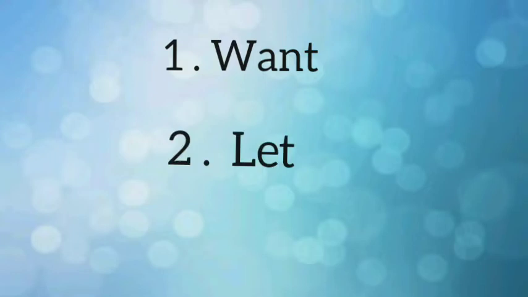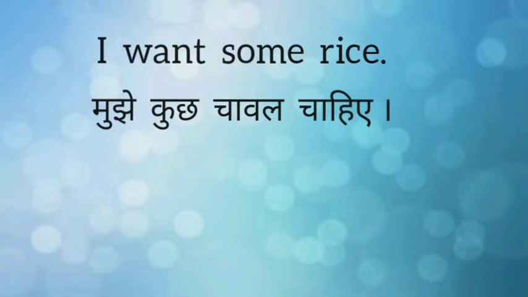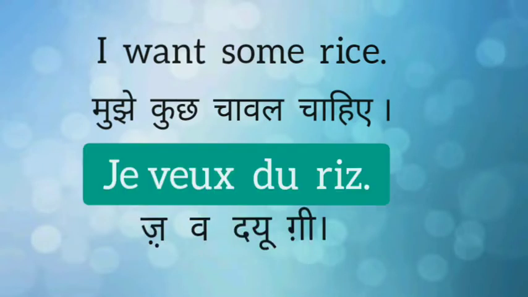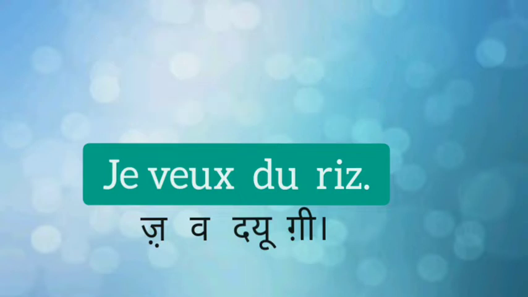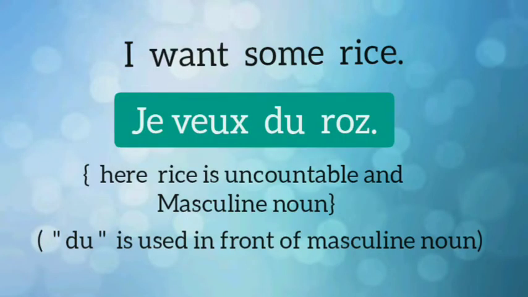And let. I want some rice. In French, je voudrais. Here rice is an uncountable and masculine noun. So the partitive article de is used in front of a masculine noun.